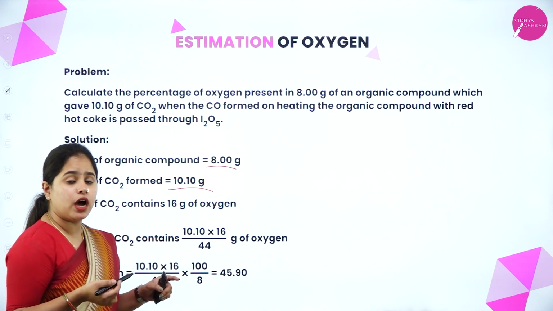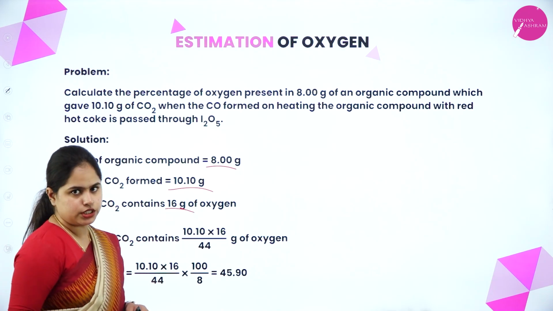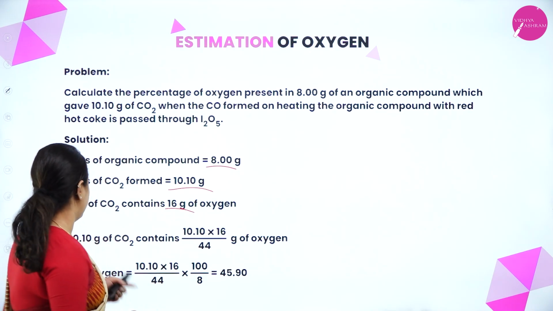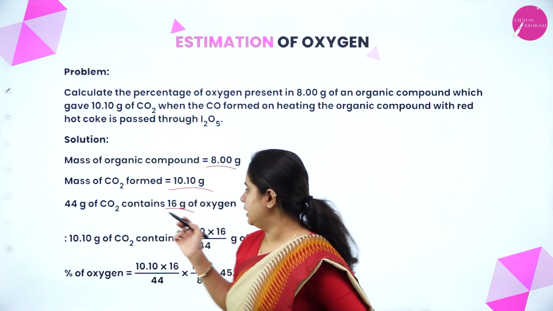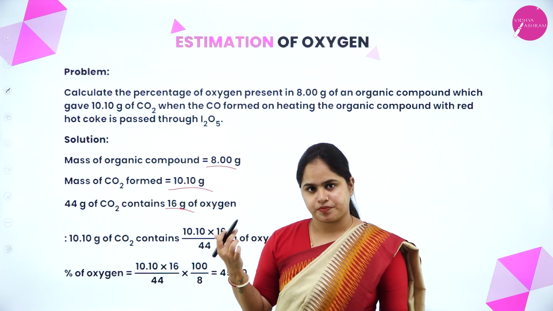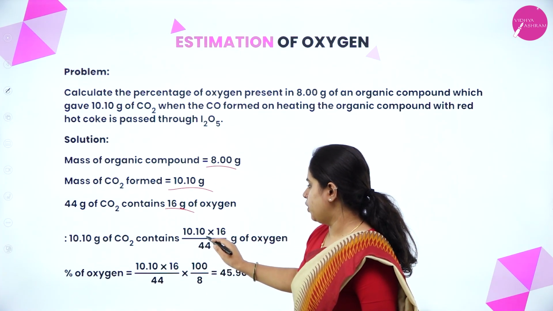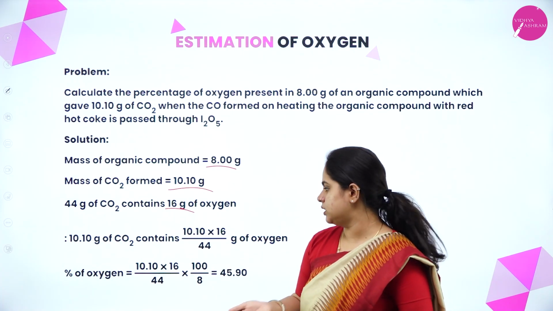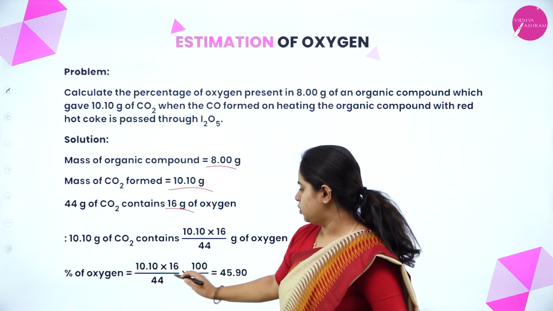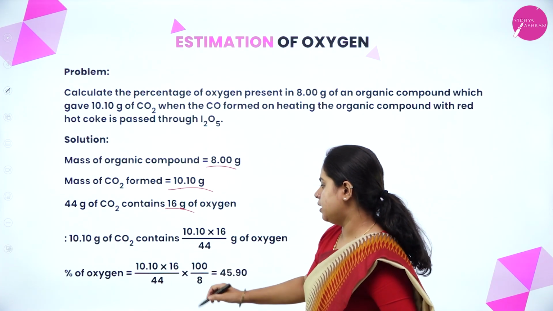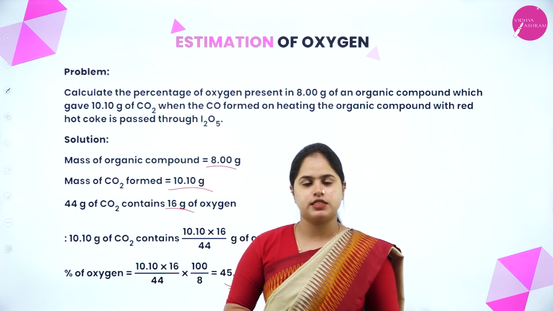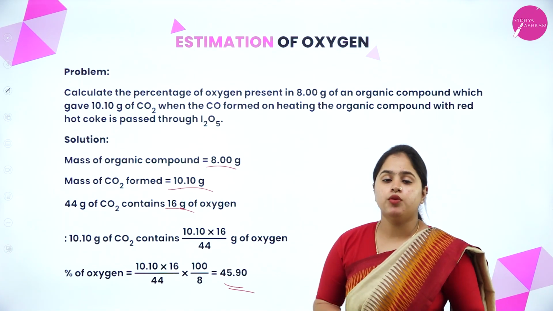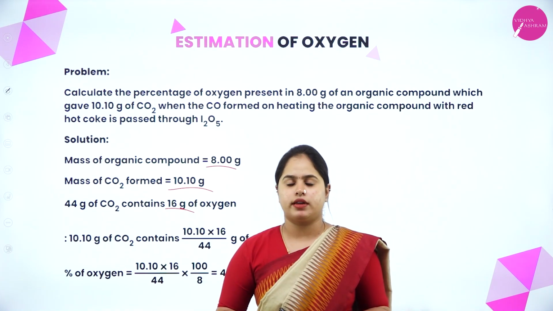Now 44 gram of carbon dioxide will contain 16 gram of oxygen, and 88 gram contains 32. So 10.10 gram of carbon dioxide will contain 10.10 into 16 divided by 44. So finally, the equation to find the percentage of oxygen is 10.10 into 16 divided by 44, into 100 by 8, which will give you 45.90 percent. So this is how you calculate the percentage of oxygen in the organic compound.